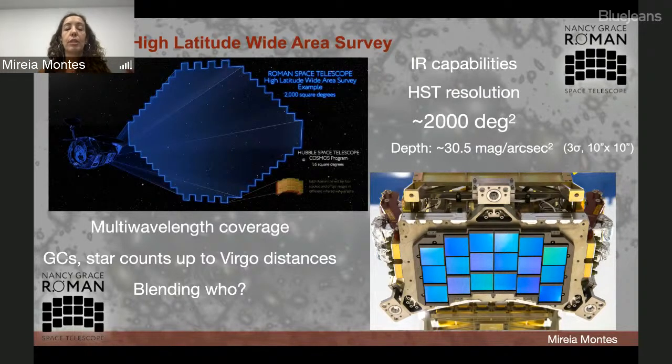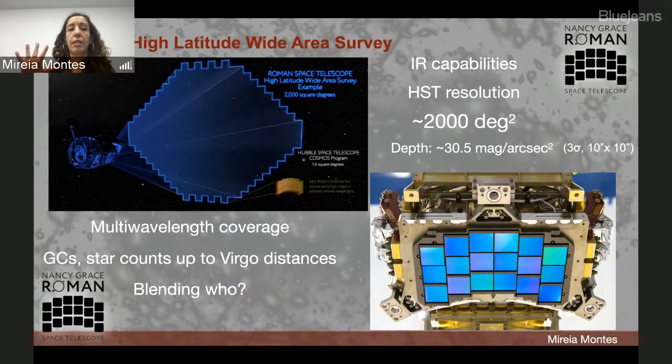Exploring the infrared is very important in this regime, as we cannot get spectroscopy, and it might be that we might not ever be able to get spectroscopy of these objects. So to study the stellar population, it's very important to have also the infrared view. The spatial resolution is very important to minimize contamination and blending, also adding the capability to resolve halo stars up to the Virgo distances, and also study globular clusters, as we have seen in previous talks.